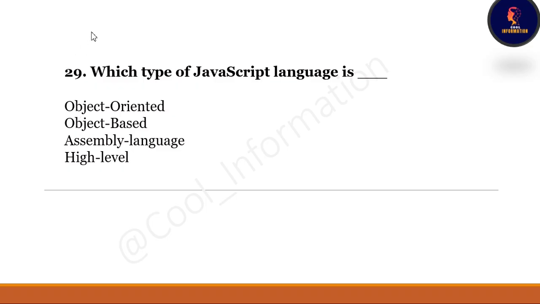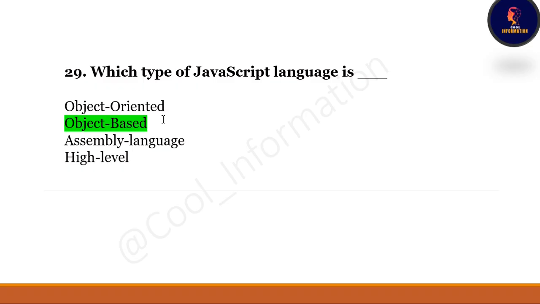Next question. Which type of language is JavaScript? Very fundamental question. Now most of you will get confused between the two options, object oriented or object based. So JavaScript is an object based language, not a fully object oriented language.